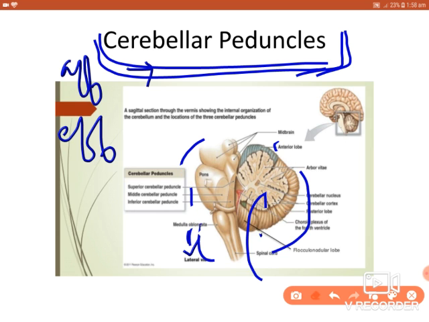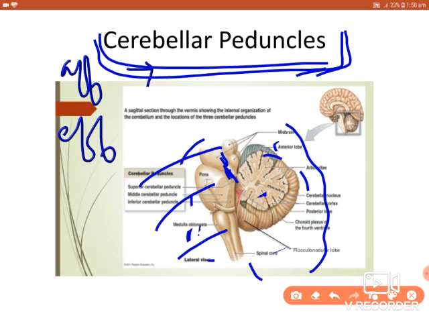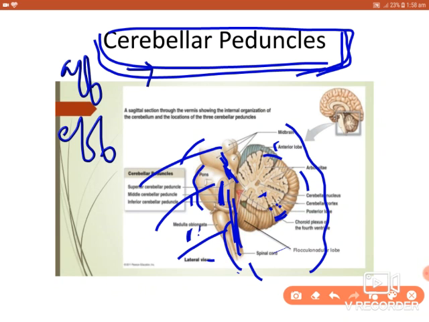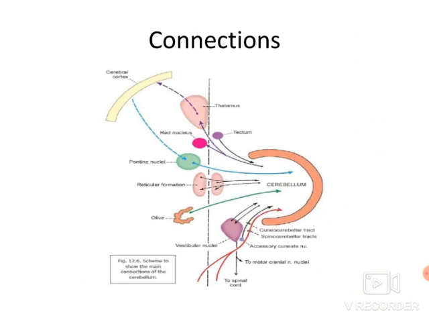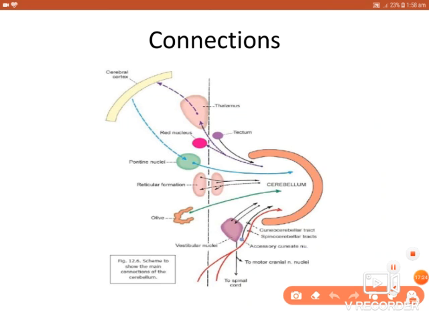Here you can see these parts of this brain stem. This is the midbrain, pons and medulla. So this midbrain here is connected to the cerebellum by means of the superior cerebellar peduncle. This is a sagittal view. This pons here is connected to the cerebellum by means of this middle cerebellar peduncle. This medulla here is connected to the cerebellum by means of this inferior cerebellar peduncle. So that's about the cerebellar peduncles. Then coming to this, here you can see the connections of this cerebellum.